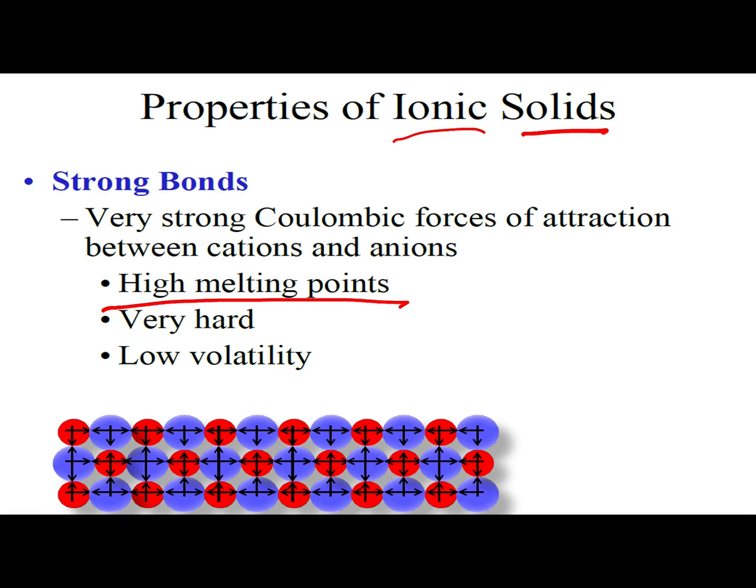They're considered to have low volatility. They don't break apart readily because it takes an incredible amount of energy to break the ionic bonds and let this solid enter the gas phase. And so with our ionic solids, we're going to see they're very hard and they have very high melting points.